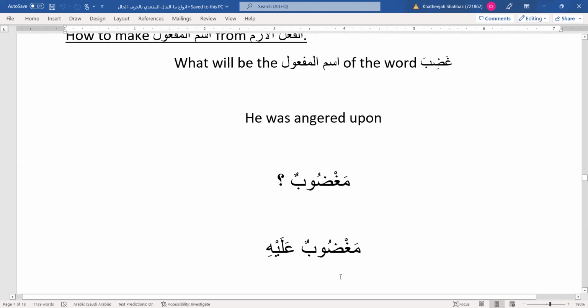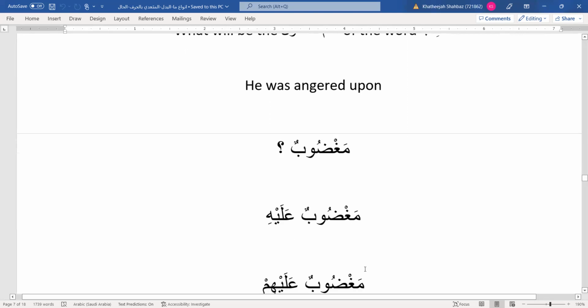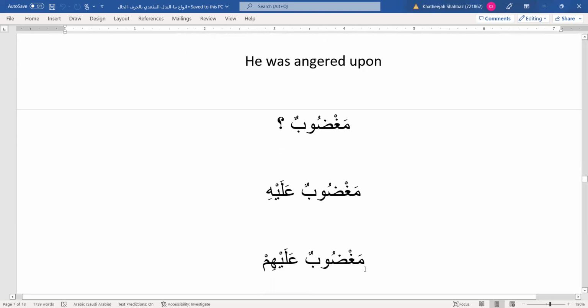How to say those who are angered upon? Like we say fatih, fatihuna, fatihina, maftuhun, maftuhuna, maftuhina. So we say a singular and then a plural in tasrif. So maghdubun alayhi means the one who is angered upon. How to say those who are angered upon? مغضوبون عليهم. No. مغضوب عليهم. Maghdubun alayhim.